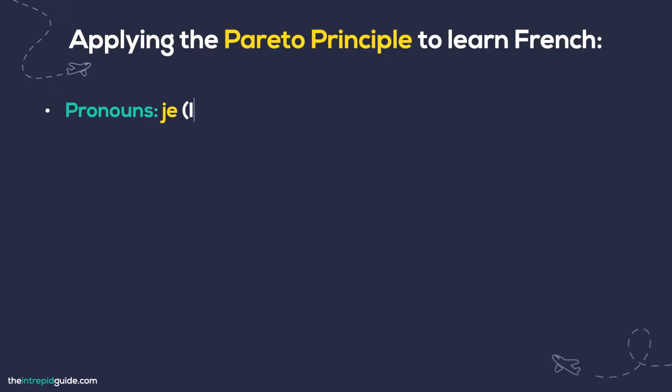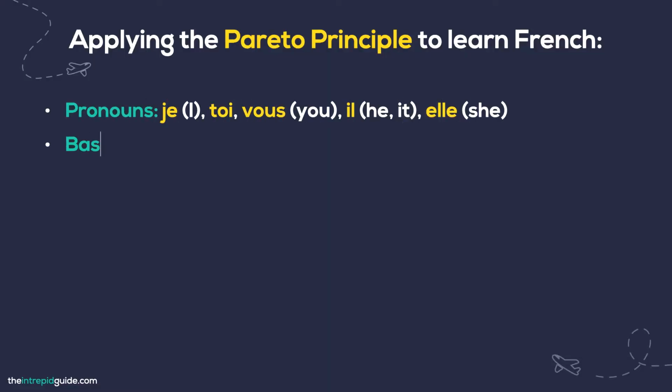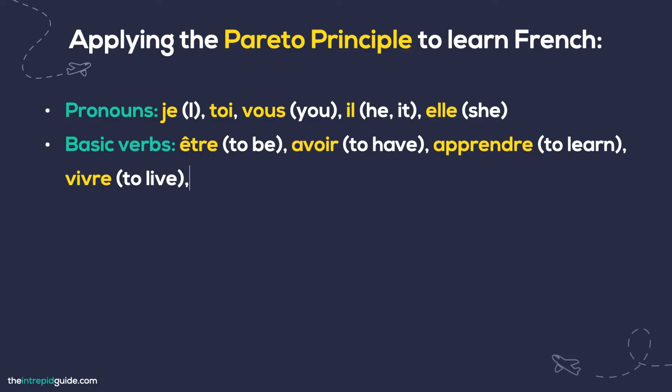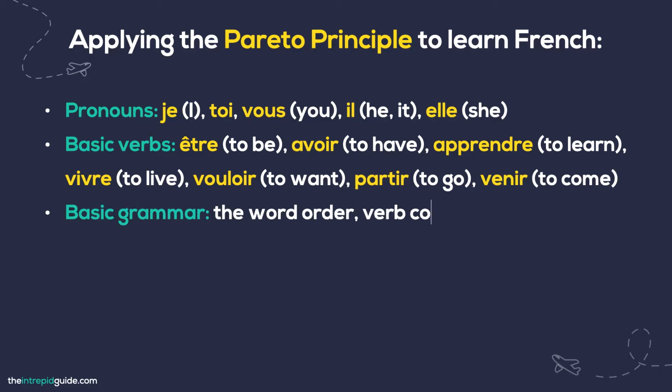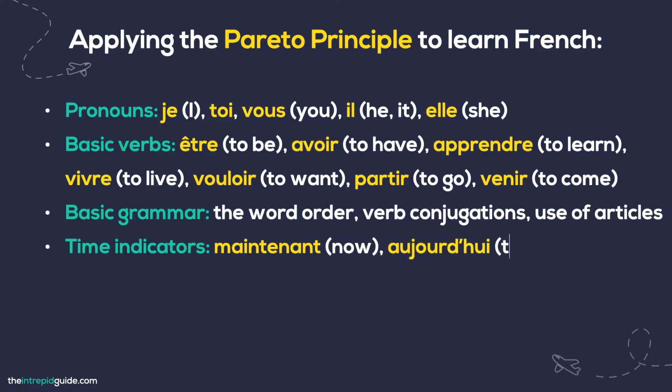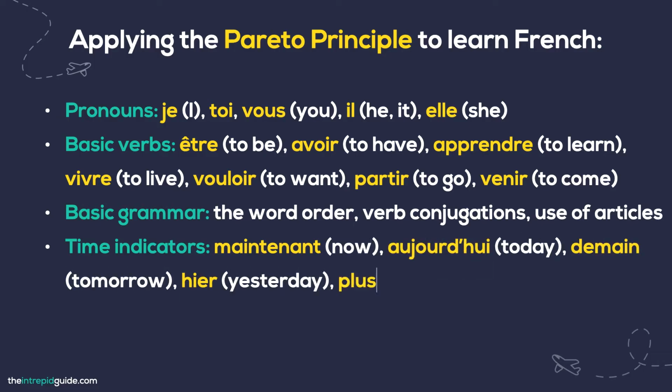Using French as an example, here are a few key areas that you should focus on. Pronouns, for example, I, you, he, she, it. Basic verbs like to be, to have, to learn, to want, to live, to come. Basic grammar, including the word order, word conjugations, and the use of articles. Time indicators, for example, now, today, tomorrow, yesterday, or later.